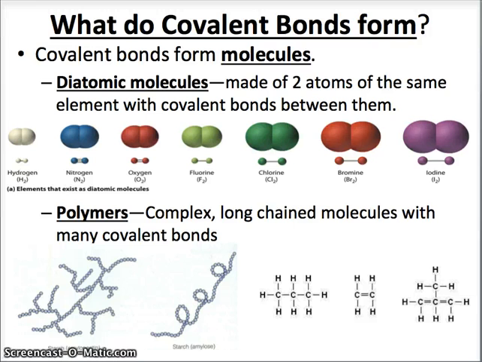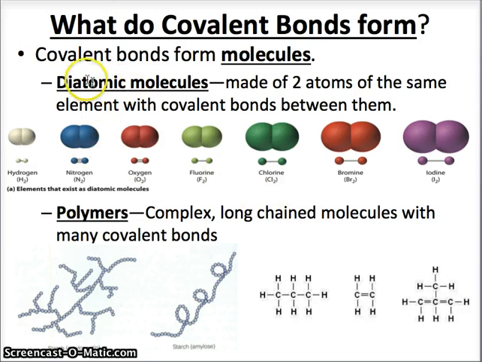Now, covalent bonds form molecules. So remember, this is different from ionic compounds, where ionic compounds are made from charged particles. Molecules are made from neutral atoms, or atoms with no charges. So all of these structures you see here are made between atoms with no charge.